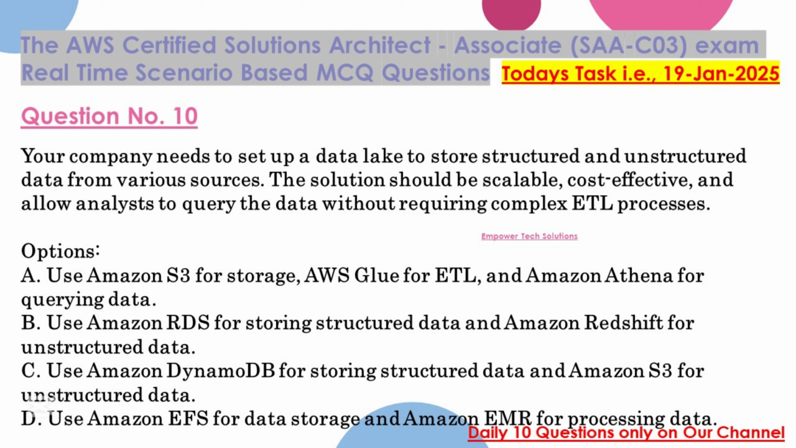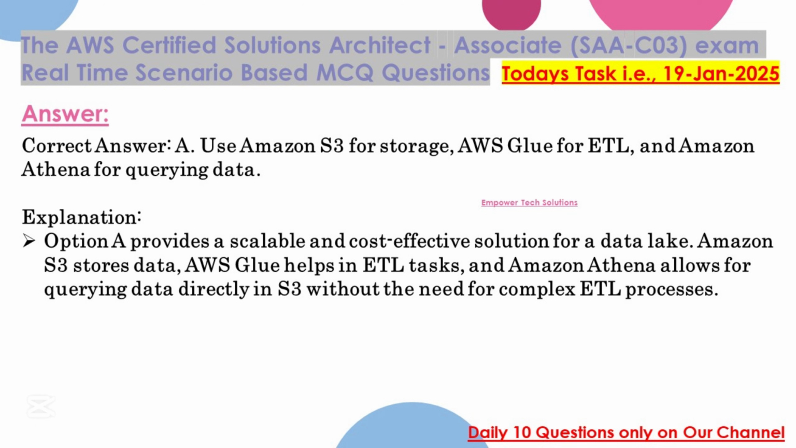B. Use Amazon RDS for storing structured data and Amazon Redshift for unstructured data. C. Use Amazon DynamoDB for storing structured data and Amazon S3 for unstructured data. D. Use Amazon EFS for data storage and Amazon EMR for processing data. Correct answer: A. Use Amazon S3 for storage, AWS Glue for ETL, and Amazon Athena for querying data.